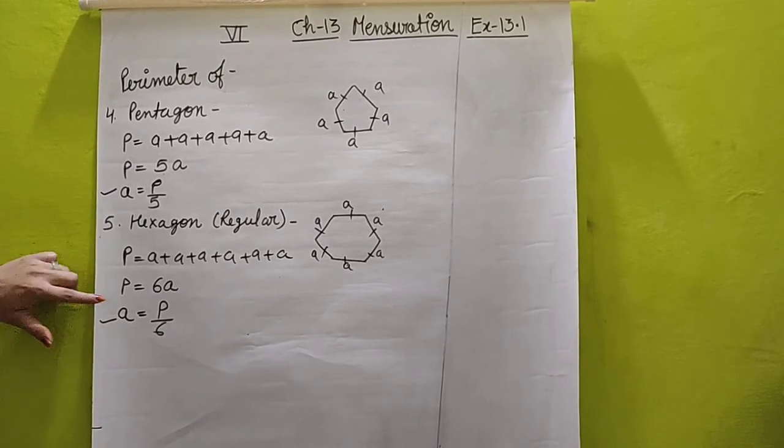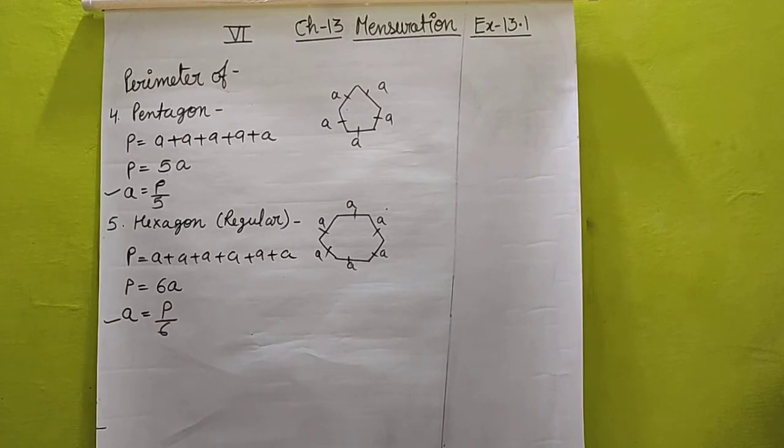Okay students, we have discussed the perimeter of different shapes and the rectangle and square. You know very well about their perimeters. So now we are going to start exercise 13.1.